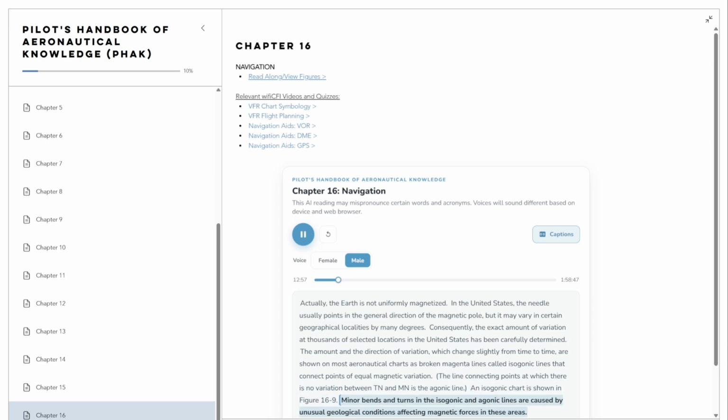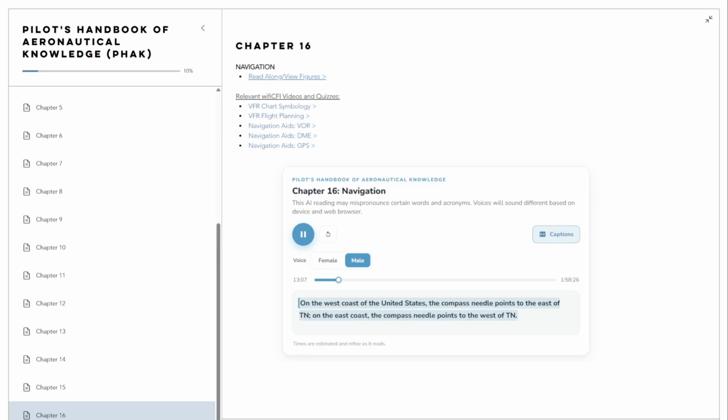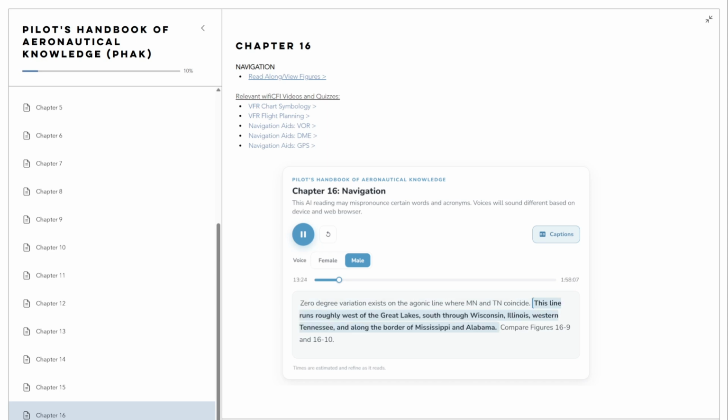Minor bends and turns in the isogonic and agonic lines are caused by unusual geological conditions affecting magnetic forces in these areas. On the west coast of the United States, the compass needle points to the east of Tn. On the east coast, the compass needle points to the west of Tn. 0-degree variation exists on the agonic line where Mn and Tn coincide. This line runs roughly west of the Great Lakes, south through Wisconsin, Illinois, western Tennessee, and along the border of Mississippi and Alabama. Compare figures 16-9 and 16-10.